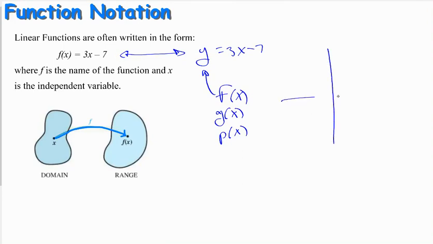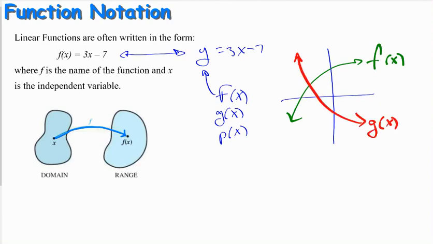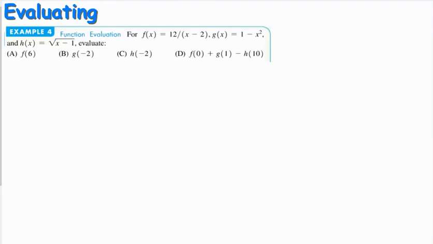So if I had multiple graphs and one of them was f of x and another one was g of x, it gives me an easy way to determine which graph belongs to which function because they're labeled differently, and then we can find intersection points or whatever the point of interest of the problem is. So we're using function notation to evaluate functions, and we see they've defined a function f of x, g of x, and h of x.